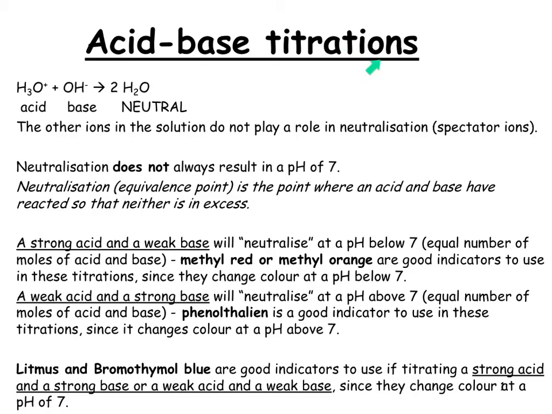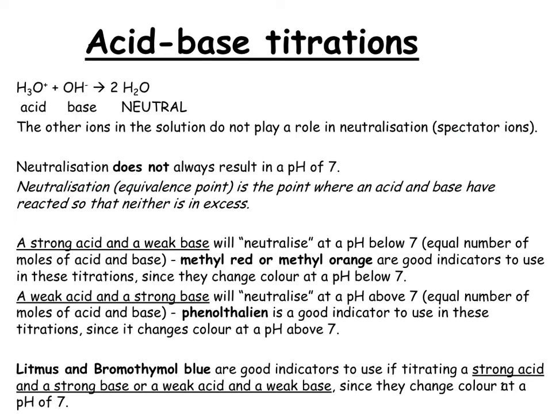Titrations are used to measure exactly concentrations of acids and bases. As we know, when you put an acid and a base together, you're going to get neutral water. The H3O+ ion is going to connect with the OH- ion, and you're going to land up with H2O. The other ions in the solution don't play a role in the neutralization. We call them spectator ions. They're just watching the reaction happen.